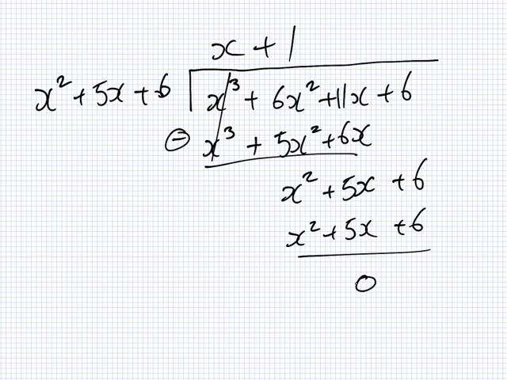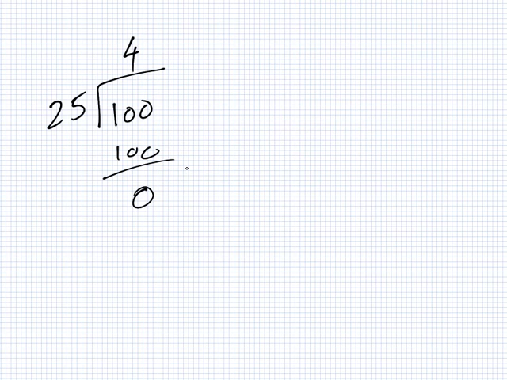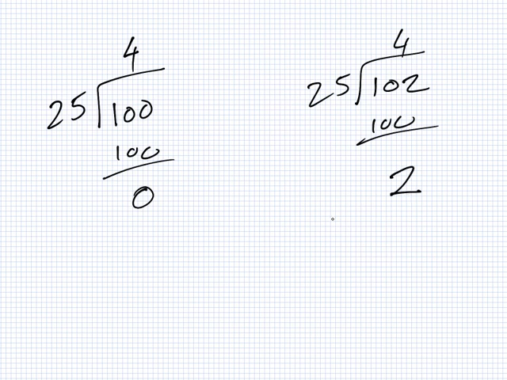Okay, some more examples now of how we can use long division. So you have 2 situations here. 25 divided into 100 is 4, and you're left with remainder of 0. Or 25 into 102 is still 4, and this time you have a remainder of 2.